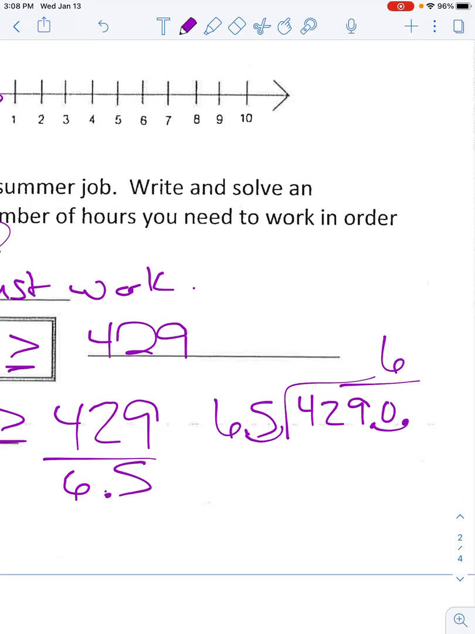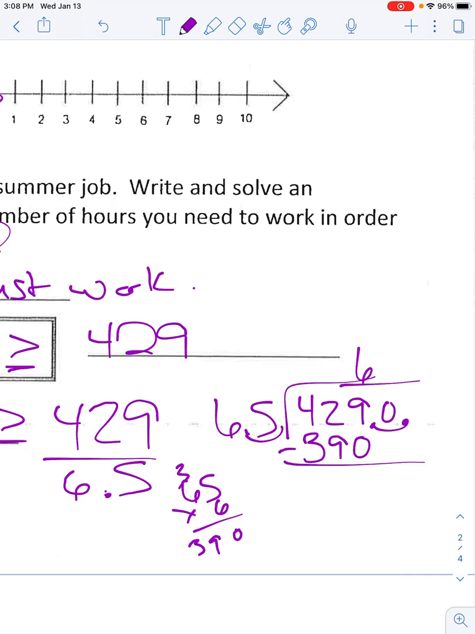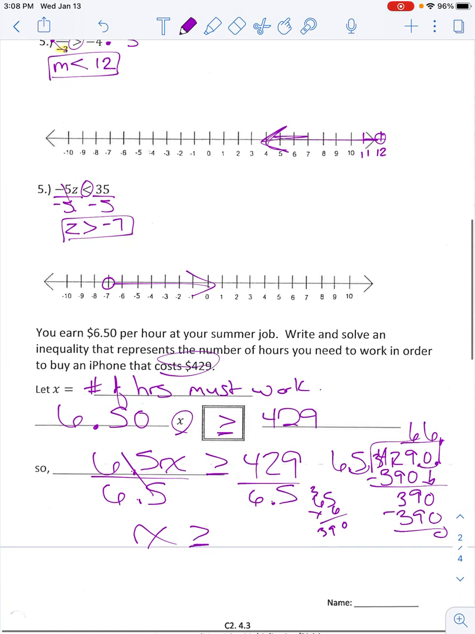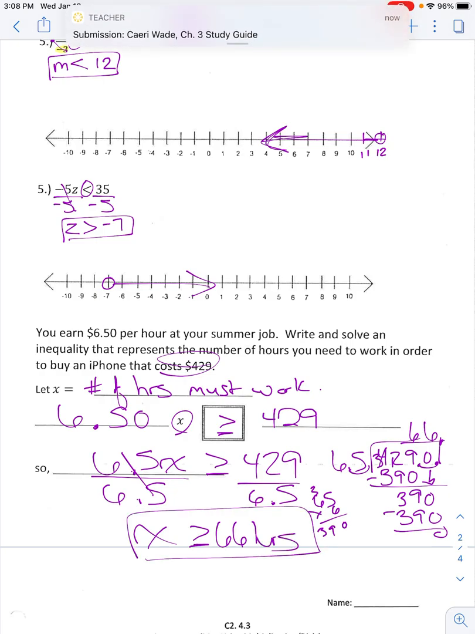And I believe it goes in 6 times. Yep. Okay, so you're going to have to work at least 66 hours to be able to purchase that iPhone.